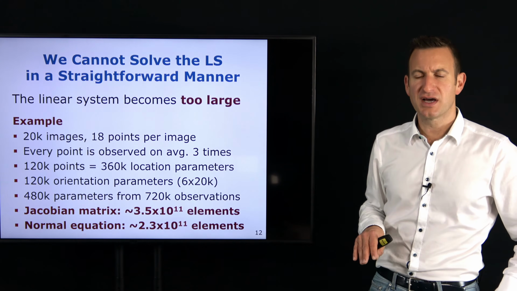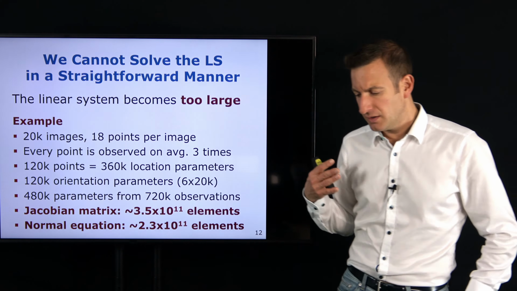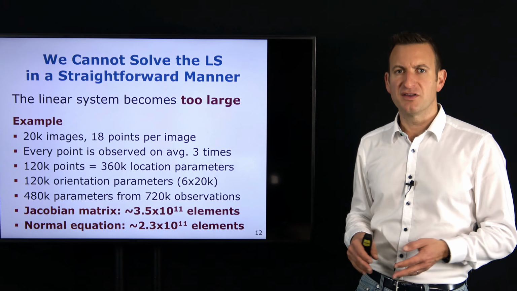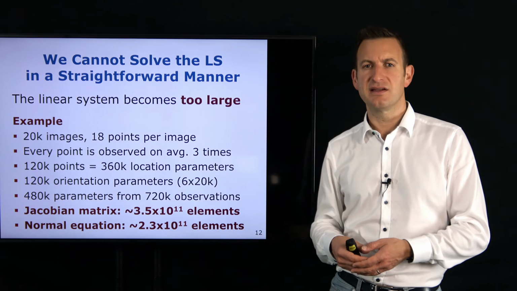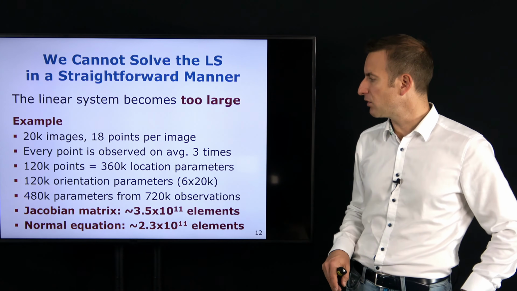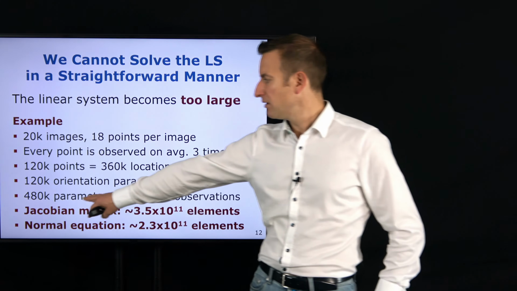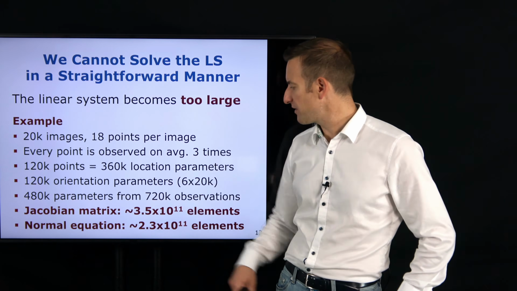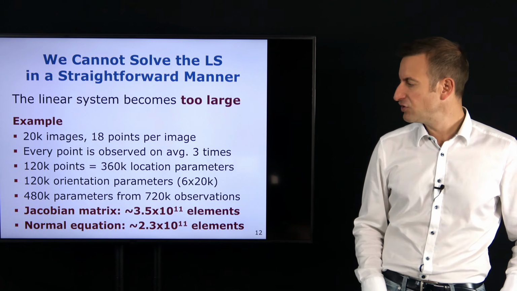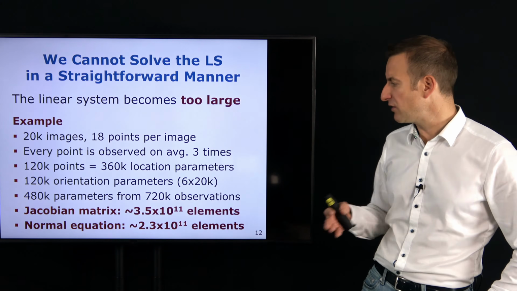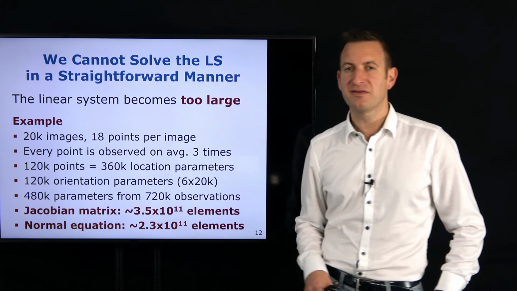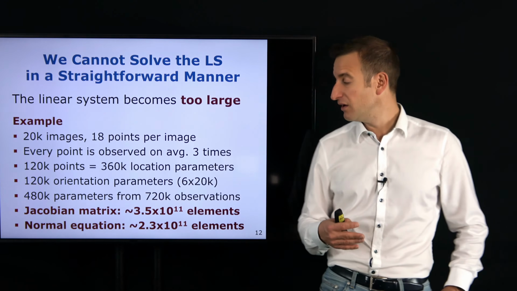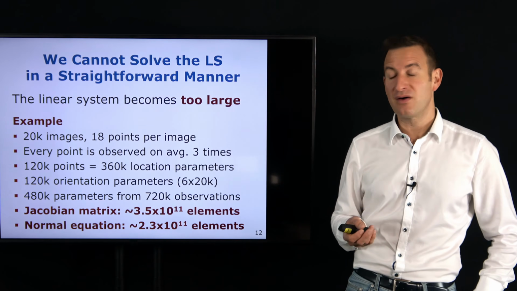Note that in this calculation I excluded the intrinsics, so the calibration parameters, because the number is typically small. It's something maybe around 10 that you may want to take into account, so it doesn't really play a role in here. So we have roughly 500,000 unknown parameters and roughly 750,000 observations. This will lead to a Jacobian matrix which has 3.5 times 10 to the power of 11 entries, and even the normal equation has 2.3 times 10 to the power of 11 entries.